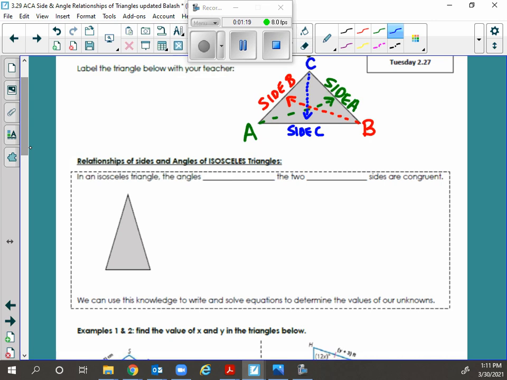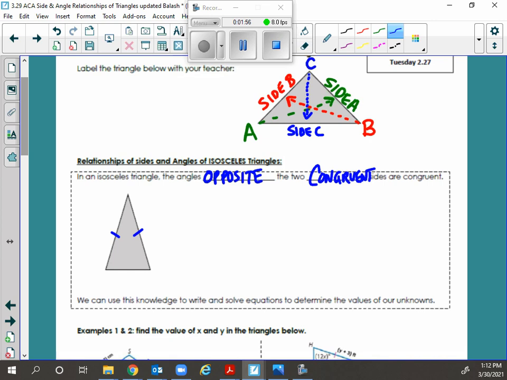The next little section of the note says relationships of sides and angles of isosceles triangles. Remember, isosceles triangles are when we have two equal sides, usually denoted by that little hash mark on the triangle. In an isosceles triangle, the angles opposite the two congruent sides are congruent. So what does that mean?